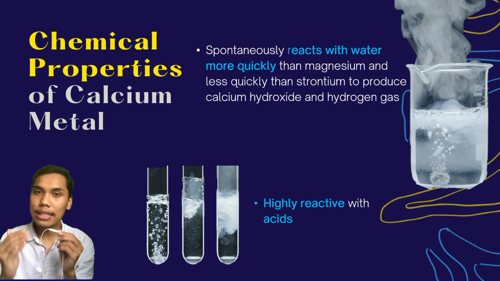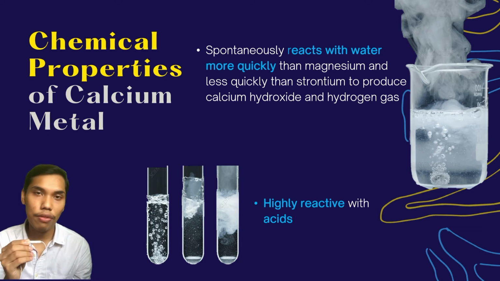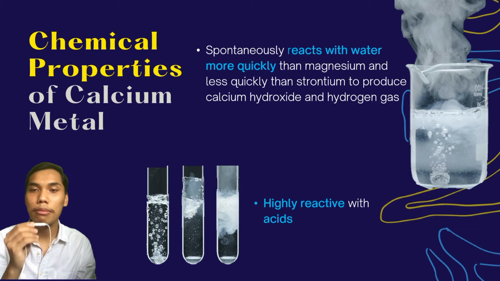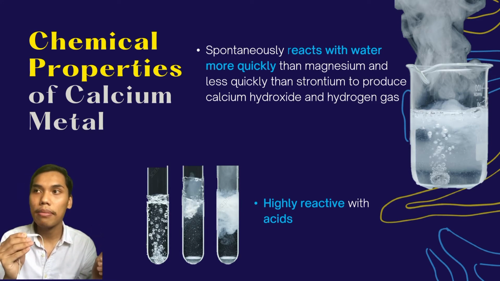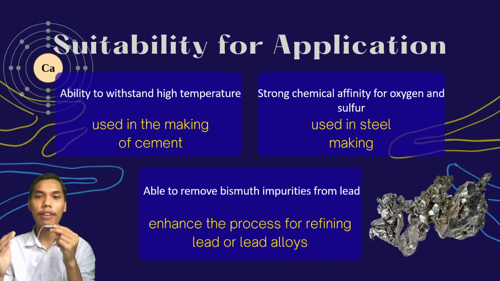The next chemical property is that calcium metal can react with acid, for example hydrochloric acid. This is because, as we learned, most metals easily lose electrons, so they can react with acid. Okay, we are done with the chemical properties of calcium metal.